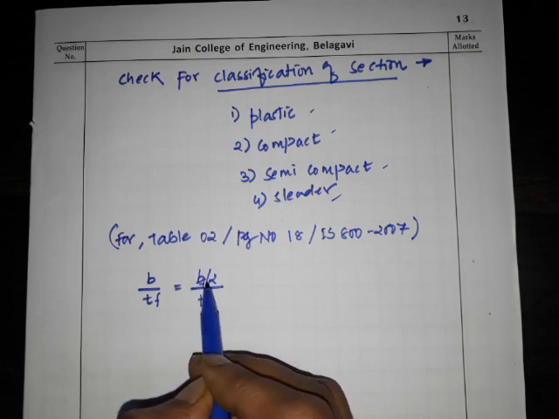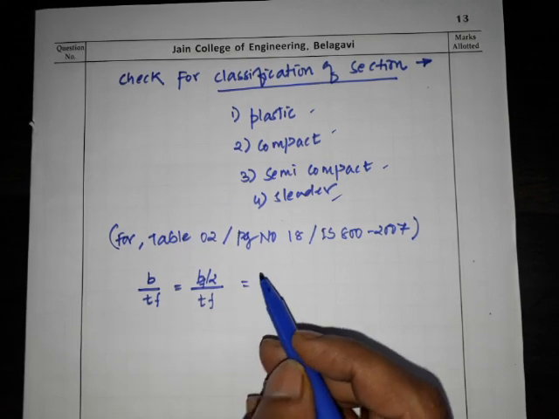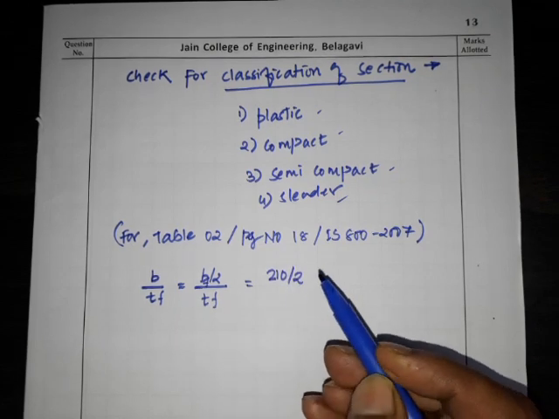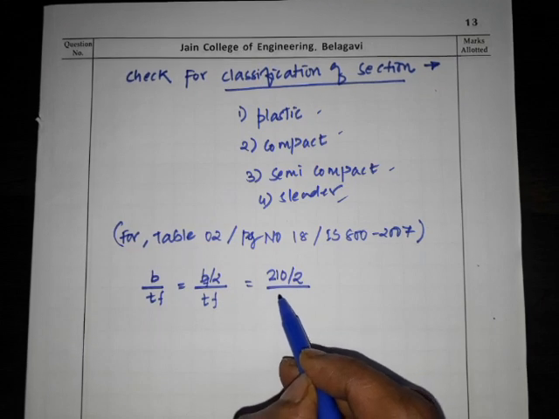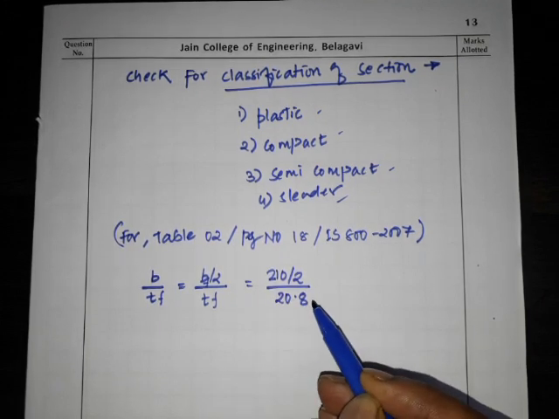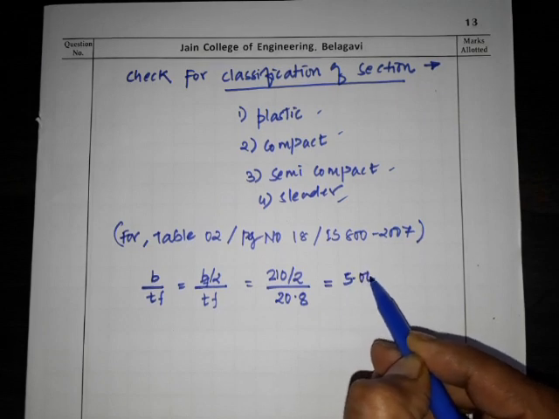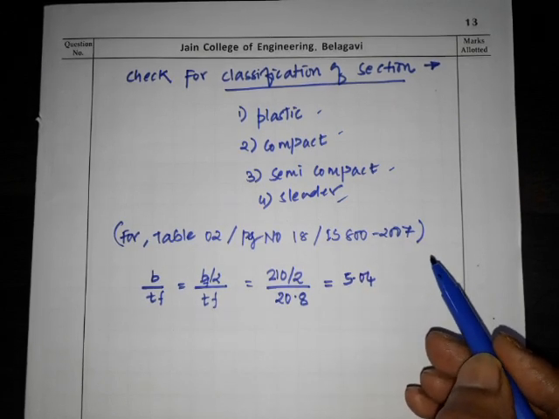I can write BF by 2. Then the width of flange is 210, so 210 by 2 divided by 20.8, so we get 5.04, correct?